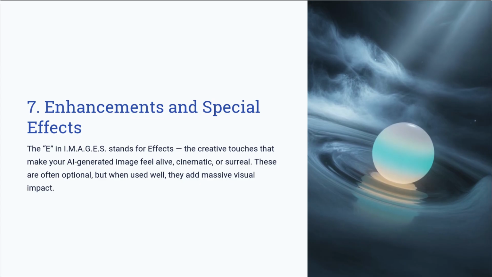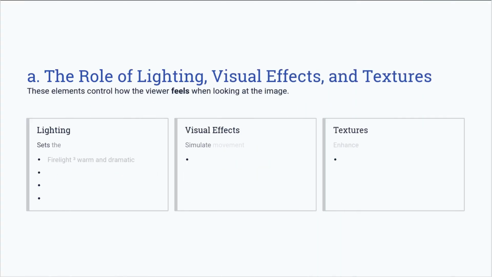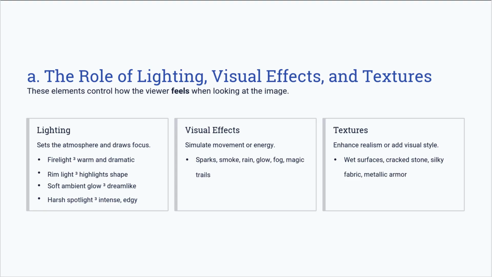This is where you take a good image and make it pop, feel alive, or even cinematic. These effects are usually optional, but man, they make a huge difference. Think glowing light beams, drifting fog, sparks, rain, or even an energy aura around your subject. It's like giving your image a final coat of magic. Not always needed, but when the scene calls for it, adding the right effect can level things up big time. So let's talk about what really brings an image to life: lighting, effects, and textures.